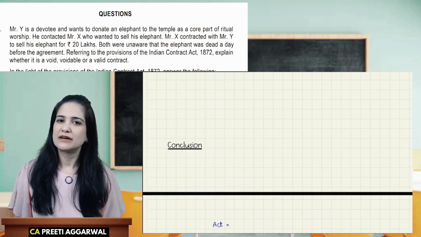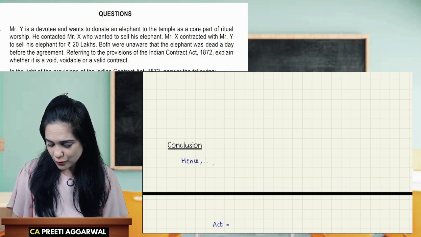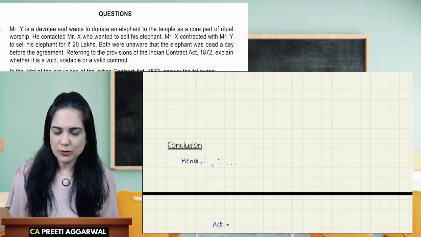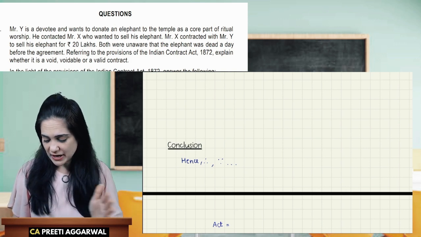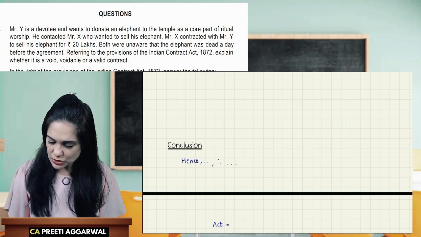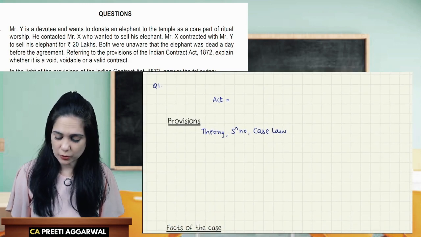And finally, conclusion. Conclusion will start with hence, therefore, since, it is so concluded. From the above, we can conclude that the party should be advised accordingly. So this is how we will mention the solution. All right, so let's get started. And first we will identify the act to which the question relates.